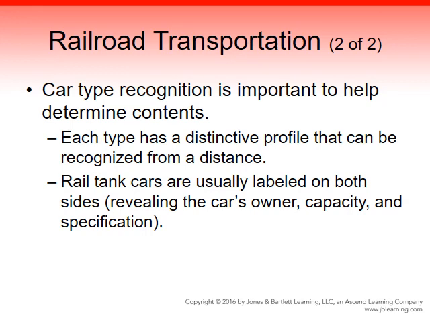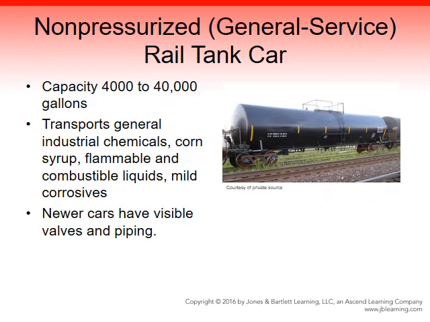Rail tank cars are usually labeled on both sides, revealing the car's owner, capacity, and specifications. Non-pressurized rail tank car has a capacity between 4,000 and 40,000 gallons. It is used to transport general industrial chemicals and such things as corn syrup, flammable and combustible liquids, mild corrosives. Newer cars have visible valves and piping.